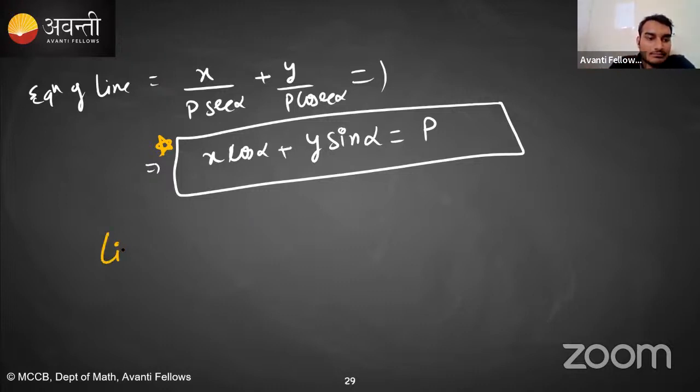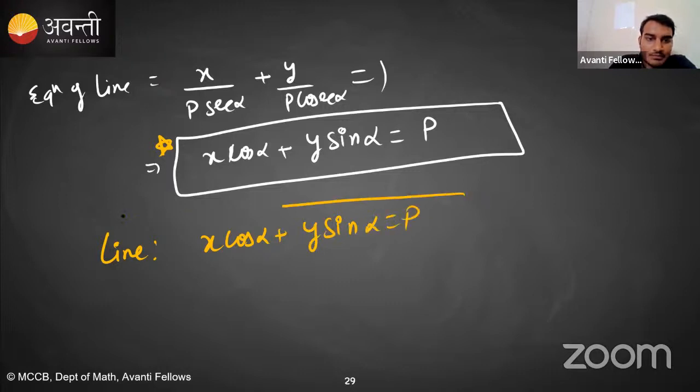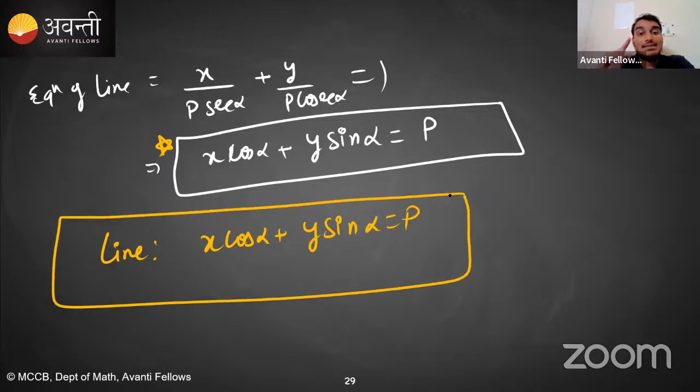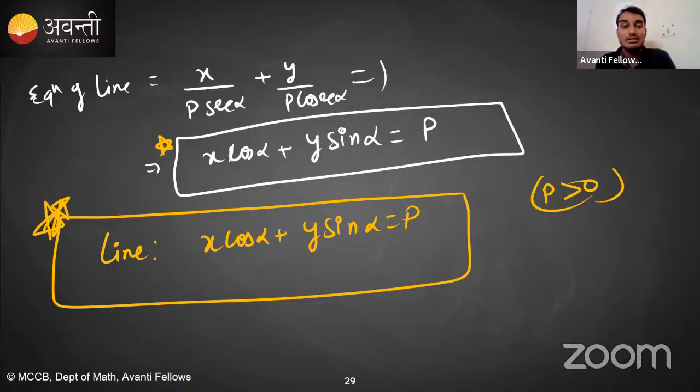So line is x into cos alpha plus y into sin alpha is equal to P. And remember, this P is the distance of a line from origin. So it means P will be greater than 0 because P is the distance. Yes or no? Is there any doubt, students? Tell me quickly in the chat box. Is there any doubt in this?